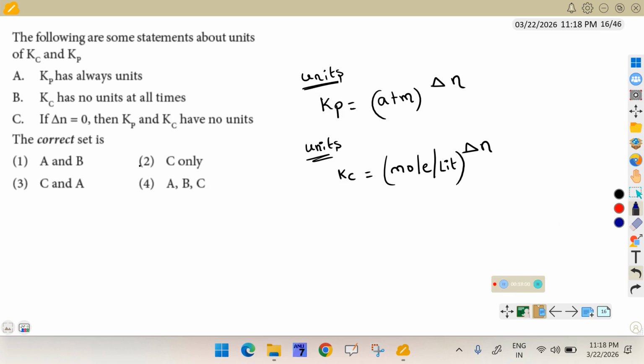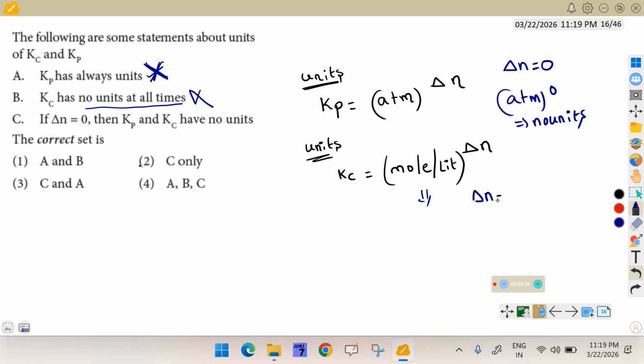The following are some statements about units of Kc and Kp. Kp has always units. Wrong. How? Suppose delta N value is equal to 0, then atmosphere whole power 0, so Kp has no units. So that statement is wrong. Kc has no units at all times. This is also wrong. Suppose delta N value is negative or positive, then it has some units.